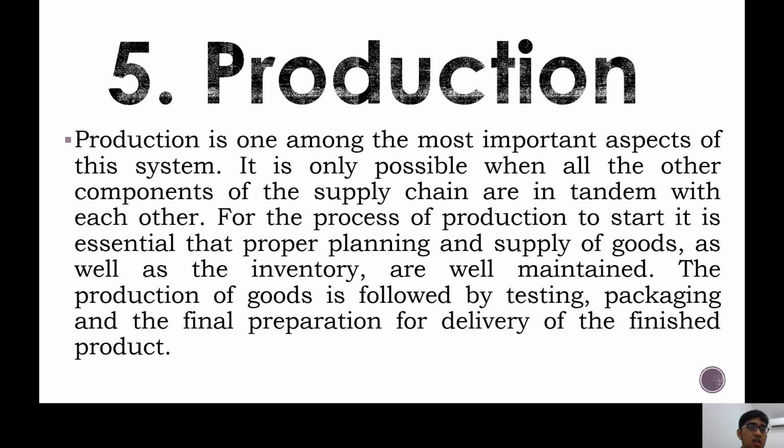Number 5 is the production. Production is one among the most important aspects of this system. It is only possible when all the other components of the supply chain are in tandem with each other. For the process of production to start, it is essential that proper planning and supply of goods as well as the inventory are well maintained. The production of goods is followed by testing, packaging, and other final preparation for delivery of the finished product.